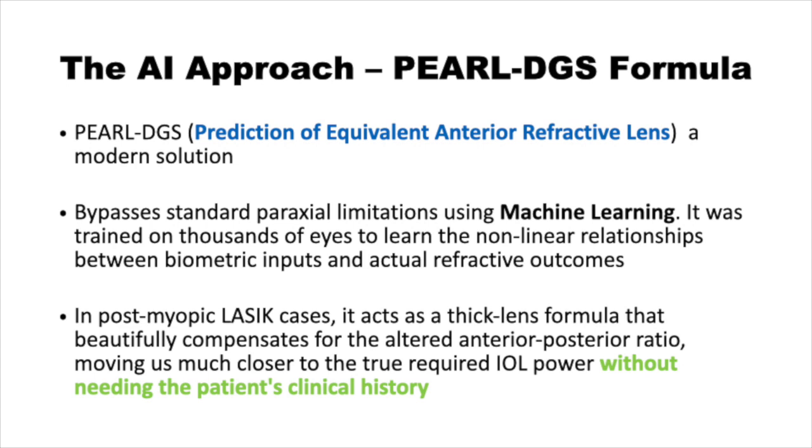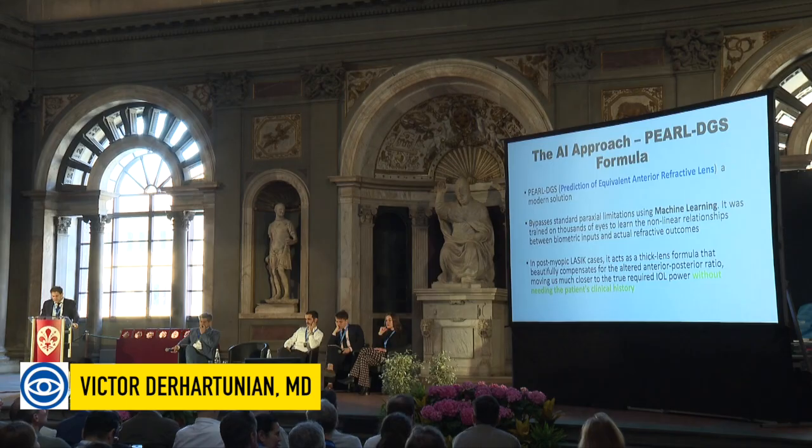We have a very modern formula, so it was already told. The PEARL-DGS, prediction of equivalent anterior refractive lens. It bypasses standard paraxial limitations using machine learning, and it was trained on thousands of eyes to learn the nonlinear relationship between biometric inputs and actual refractive outcomes.